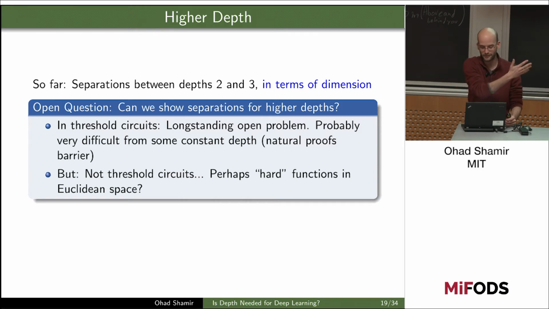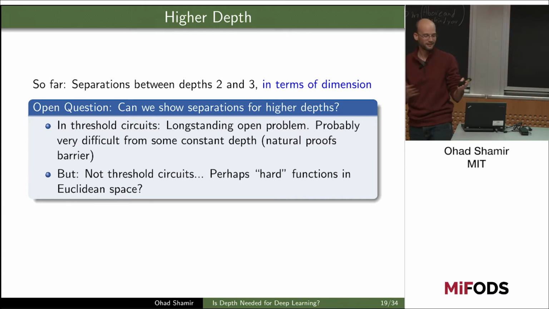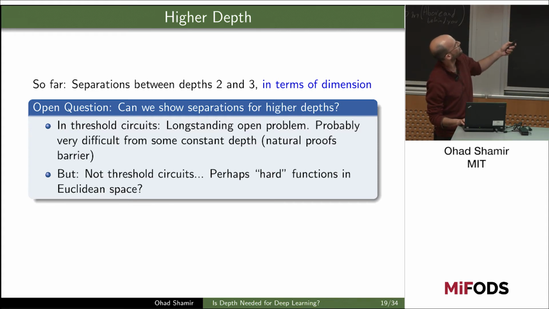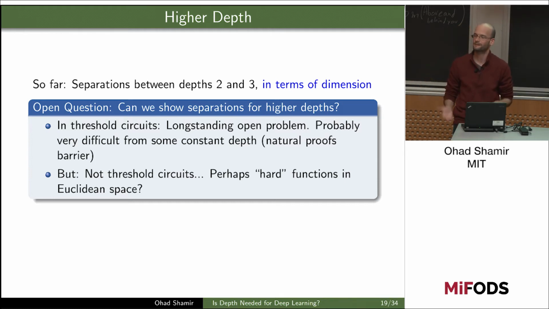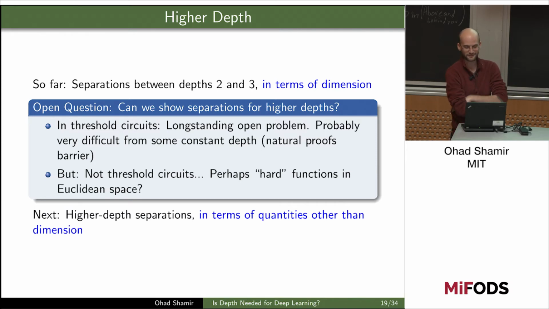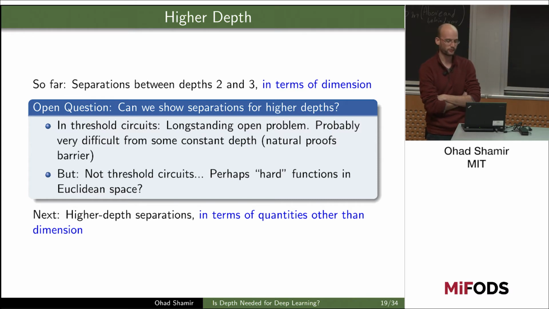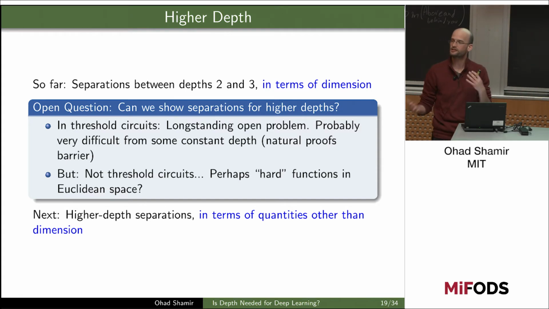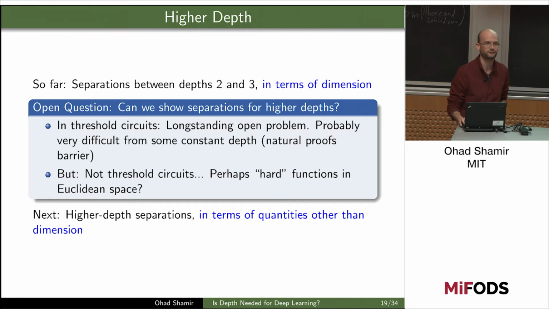And even though it's very difficult in the context of threshold circuits, it doesn't rule out the possibility of a simple construction for the kind of neural networks I'm talking about, because these hardness results are in the context of Boolean functions. Maybe when you move to Euclidean space, you can somehow utilize something and get something that works for higher depths. OK, but that doesn't mean that all is lost. We can still show some higher, actually several higher depth separations. Only it's not going to be in terms of the dimension, but in terms of various other quantities. Some of them don't even make much sense in the Boolean world, but they do make sense in the Euclidean world.